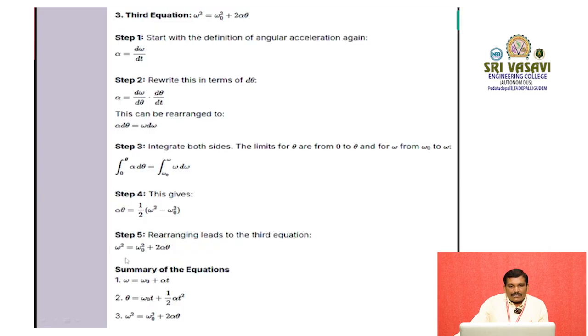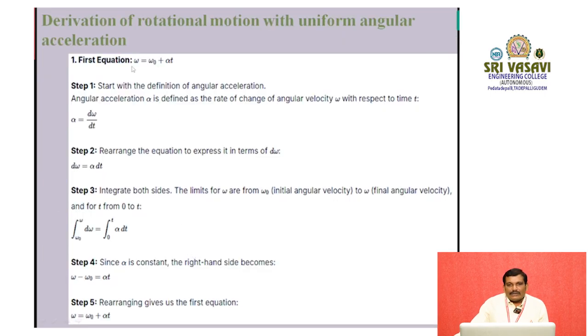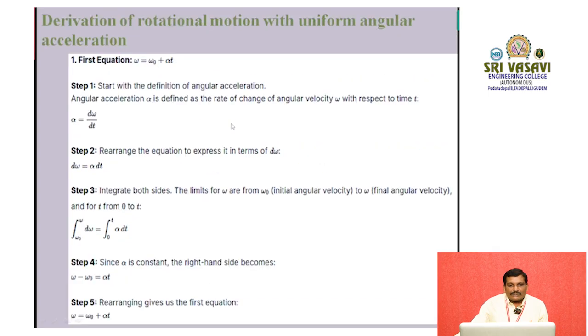Okay, this one is omega square is equal to omega naught square plus 2 alpha theta. So these equations are generally used in kinematics of rigid bodies. Omega is equal to omega naught plus alpha t, theta is equal to omega naught t plus half alpha t square, omega square is equal to omega naught square plus 2 alpha theta. These are for rotational motion for uniform angular acceleration.